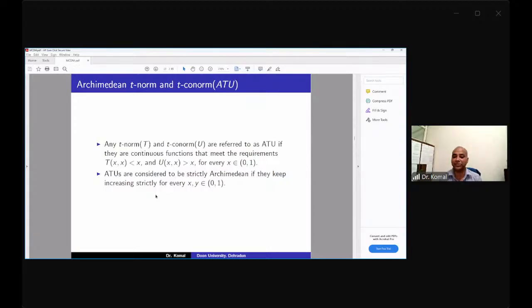ATUs are considered to be strictly Archimedean if they keep increasing strictly for every x and y in [0, 1]. Strictly Archimedean T-norms are very useful if you have alternatives at the same level, then you are not able to classify or rank them. But if their values are a little bit smaller or larger in comparison, you can easily see that one value is a little smaller and another a little larger, then you can easily rank these alternatives based on their values. So this bifurcation can be done easily by using a strictly Archimedean T-norm.